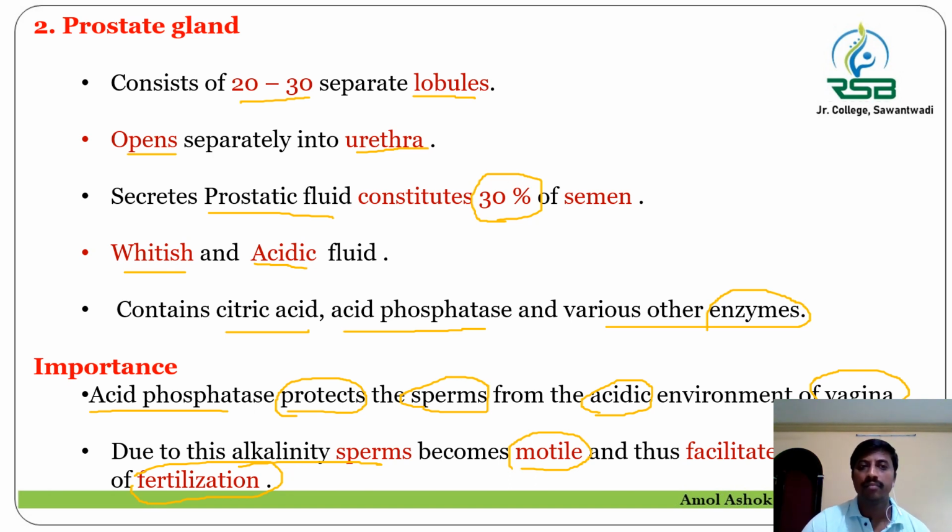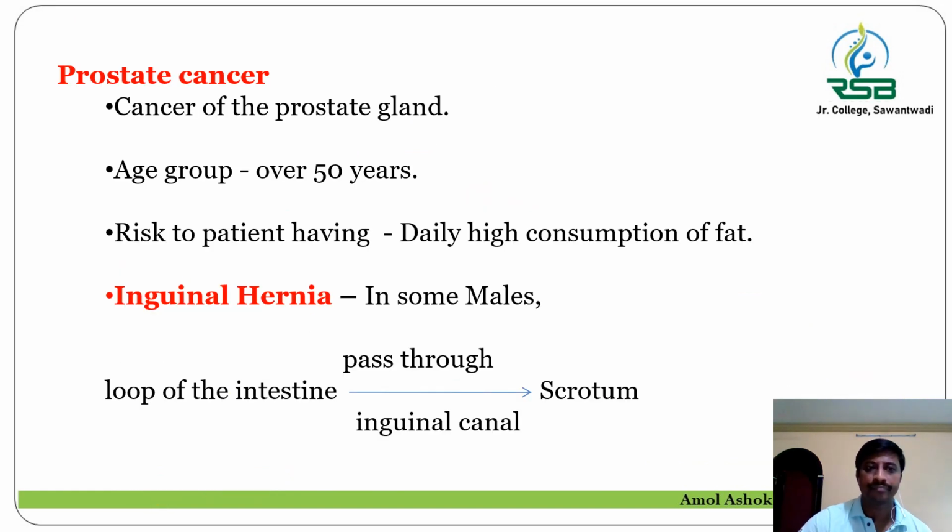Then again, one most important feature about this prostate gland is prostatic cancer, the cancer which is related with the prostate gland. Prostate cancer is the cancer of the prostate gland, and the risk group is over 50 years age group. 50 वर्षाच्या वरील लोकांना हा प्रोस्टेट कॅन्सर होण्याचा जास्त चान्स आहे.